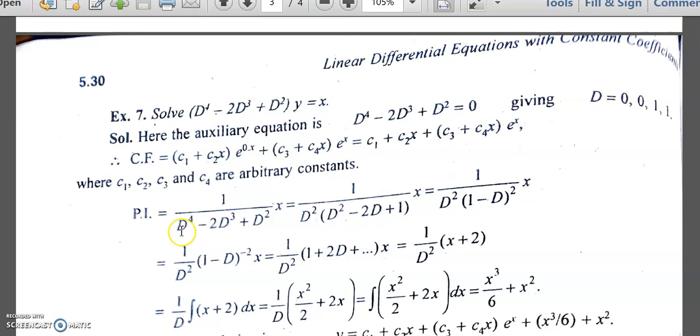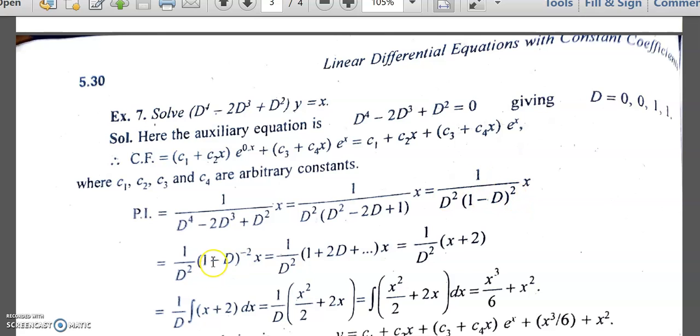Okay, for this one also, we need to take d square common, so that we get 1 minus d whole square. We can write d minus 1 whole square, or you can write 1 minus d whole square. So why do we write 1 minus d whole square? Because we need to use the formula. So taking d square common, this is 1 minus d whole square, right?